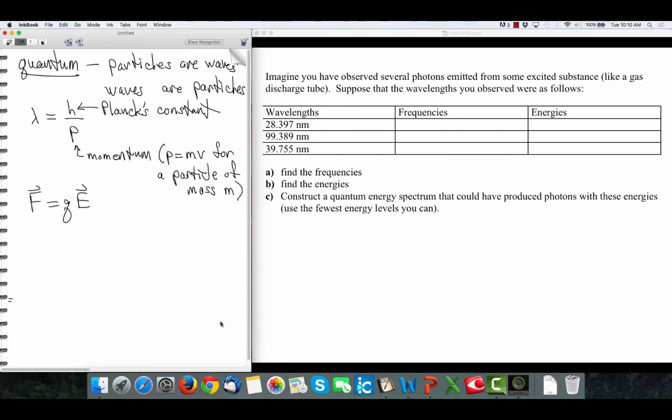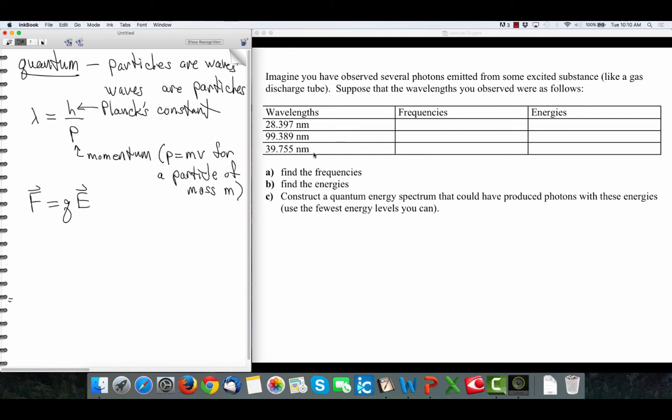This is actually a fairly complicated problem. This is what spectroscopy is all about. It's all about exactly this problem. Imagine you've observed several photons emitted from some excited substance, like in a gas discharge tube. Suppose the wavelengths you observed were as follows.